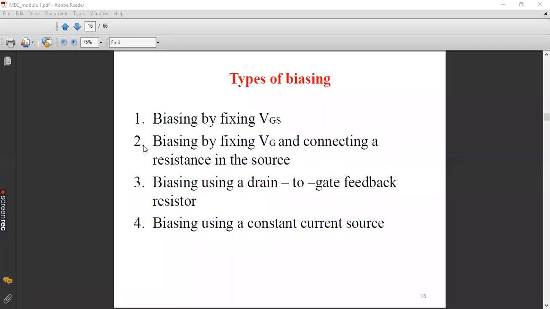So for that, we are using these four techniques. First we'll discuss how to fix the Q point by using VGS, that is, biasing by fixing VGS. So how to fix VGS? As you know, VGS is nothing but the voltage across the gate and source terminals of the MOSFET. How are we fixing VGS?